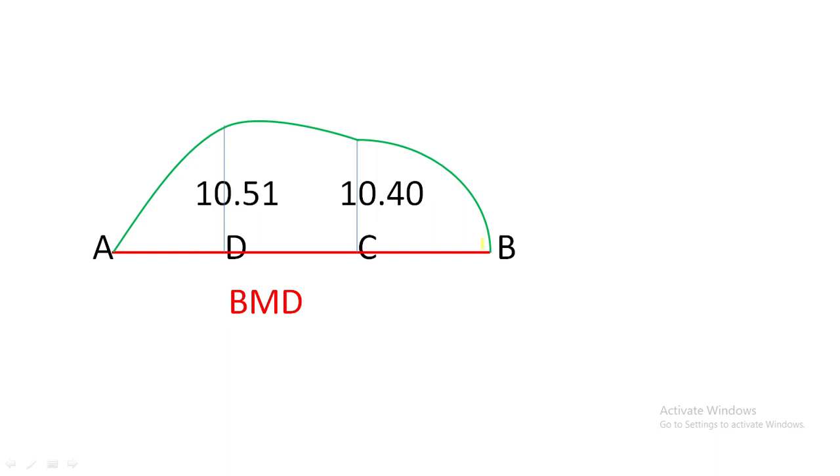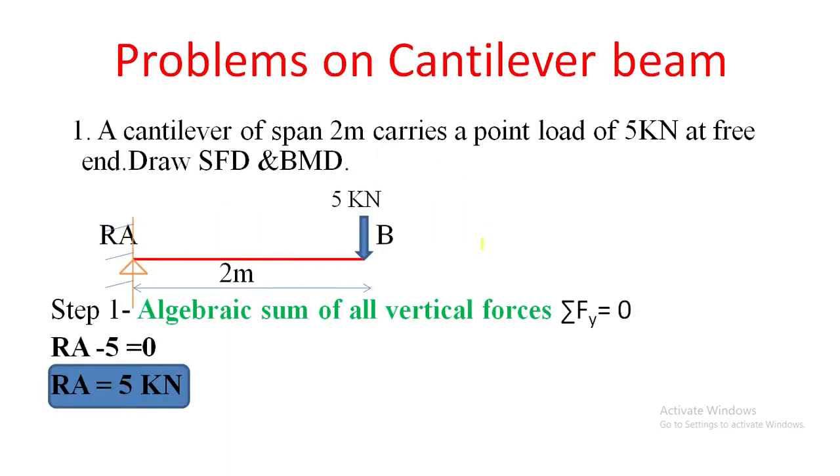So this is about the bending moment diagram. These are the two problems of a simply supported beam. In the next lecture we will see the problems on a cantilever beam. Thank you.